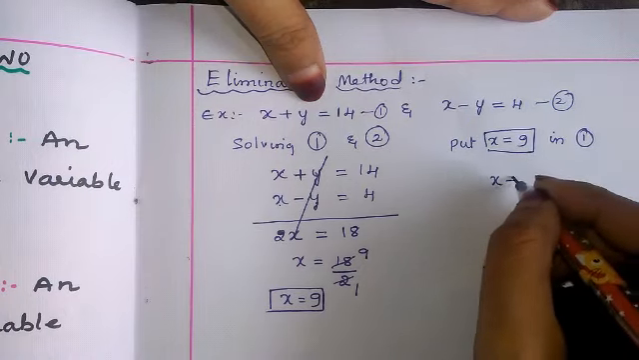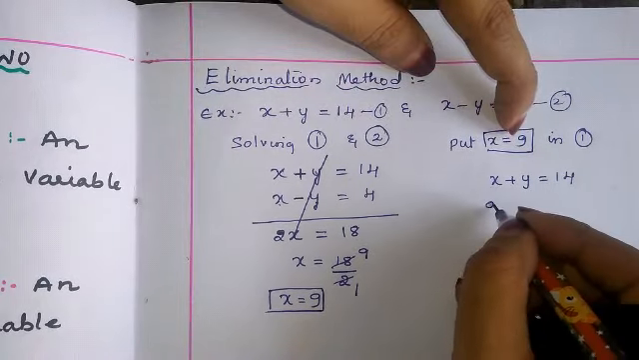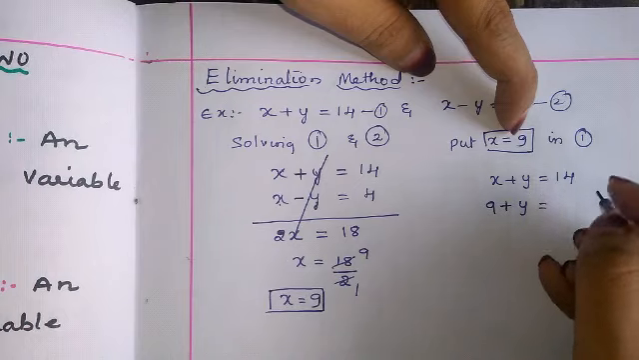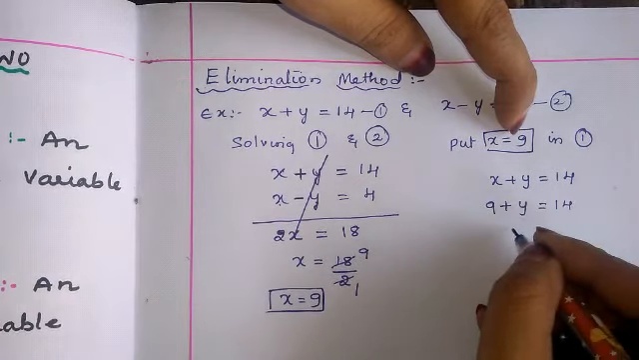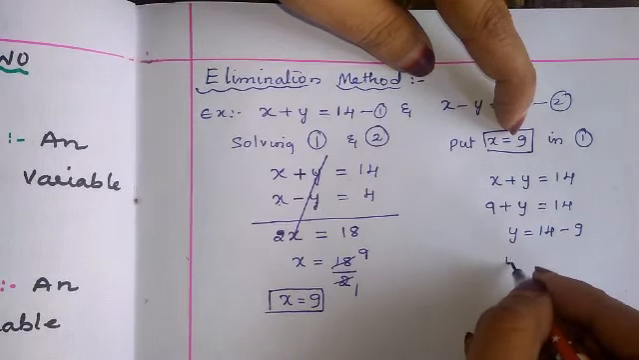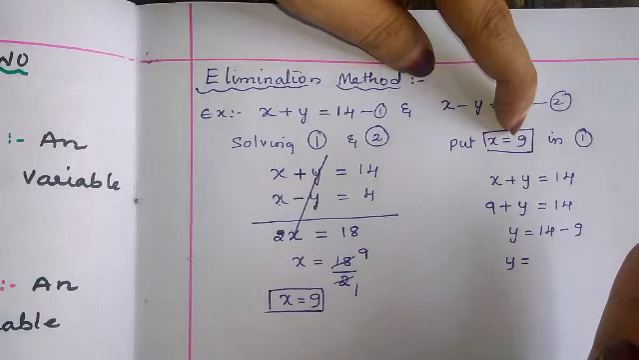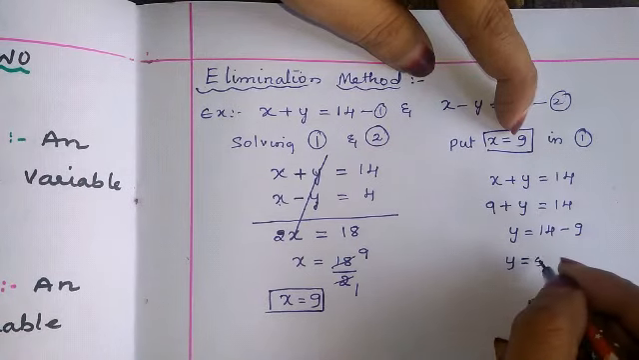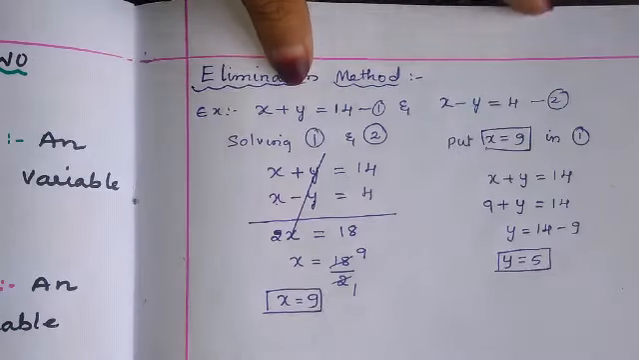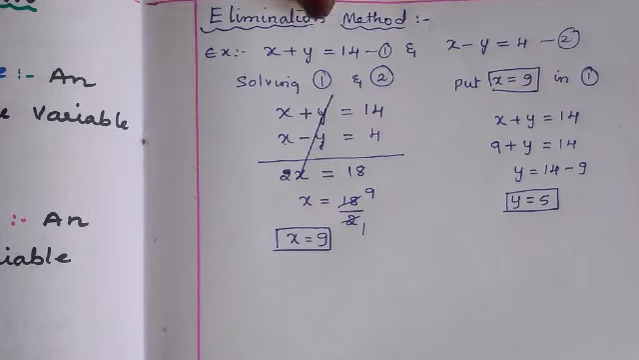So x plus y is equal to 14. X value is 9. 9 plus y is equal to 14. Y is equal to 14 minus 9. Y is equal to 10, 11, 12, 13, 14, 5. Y is equal to 5. We got y value as 5. This is just one example of elimination method I have solved.